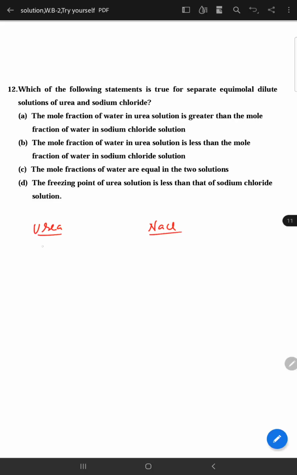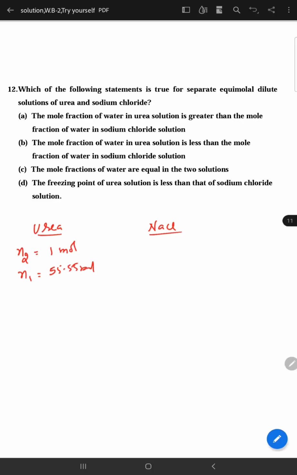Equimolal means in the urea solution, assume that the solute is urea and the solvent is water, of course. So the number of moles of solute, let us take 1 mole. You recall, molality is nothing but the number of moles of solute in 1 kg of solvent. So 1 kg of water here, 1 kg means 1000 gram. If the mass of water is 1000 gram, the number of moles of solvent, N1, is 55.55 mole.